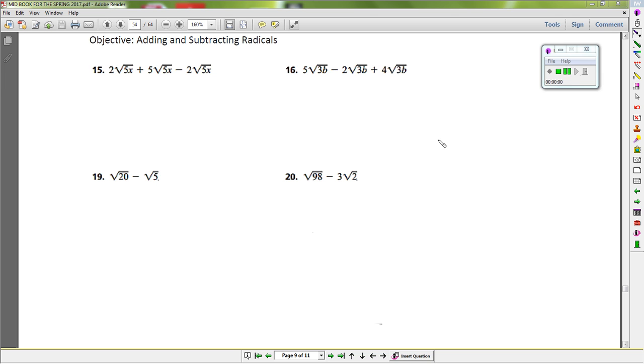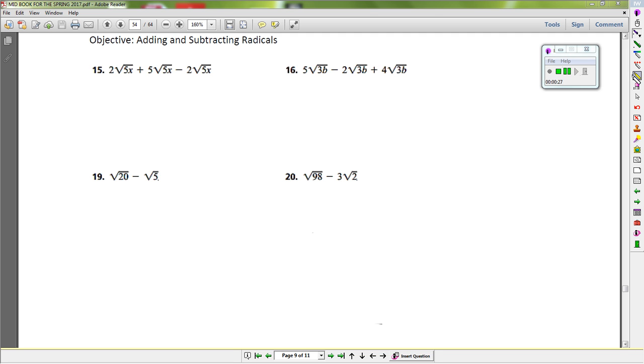The objective for this video is adding and subtracting radicals. So let's look at problem number 15. Before we can add and subtract radicals, we have to make sure that all of our radicals have the same radicand.